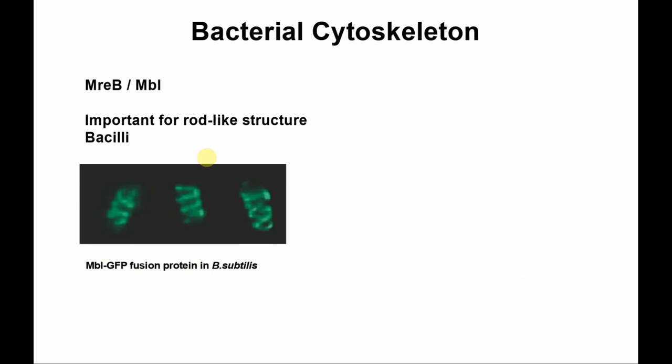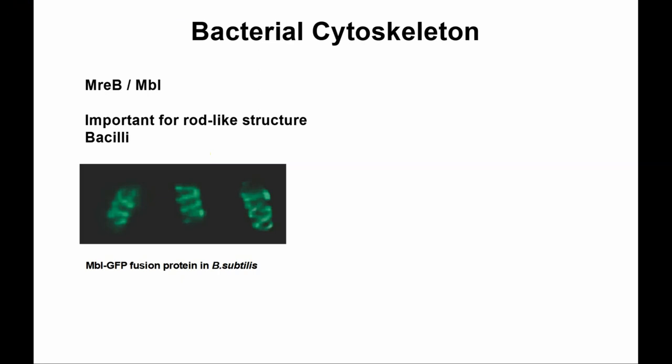Bacterial cytoskeleton. Now, for a long time, let's say up until about the 1990s, it was thought that bacteria did not have any equivalent to actin or tubulin, the main proteins of the cytoskeleton in eukaryotes. And in fact, there is no real sequence homology, but if you look at the three-dimensional structures of actin and tubulin, and compare them to the structures of some bacterial proteins, then it was possible to find structural homologues.